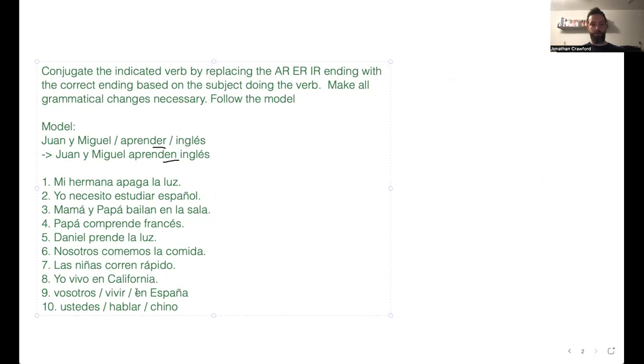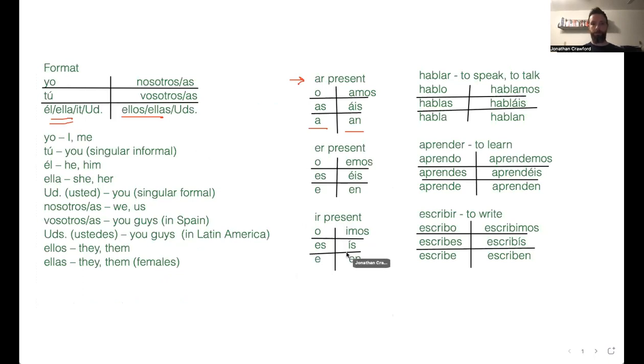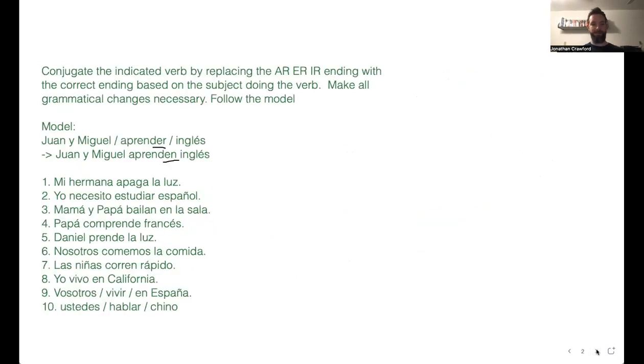Vosotros vivir en España. So what do we have to do with that one? Vivir. Again, IR verb, ís, because vosotros is the middle one on the right-hand side, so it's ís, IR verb. Vosotros vivís en España.